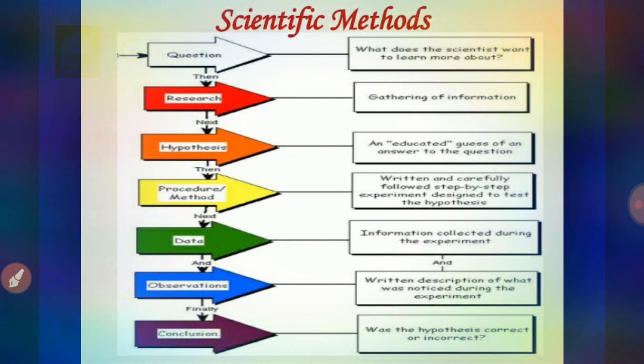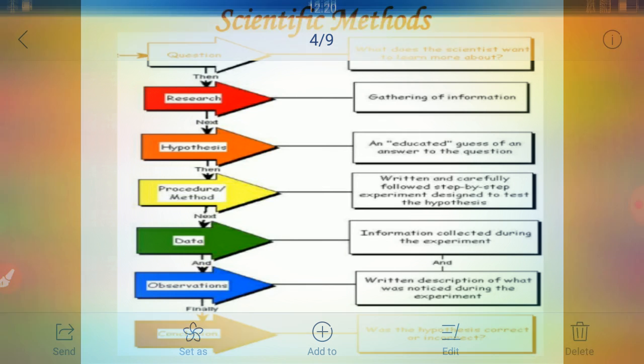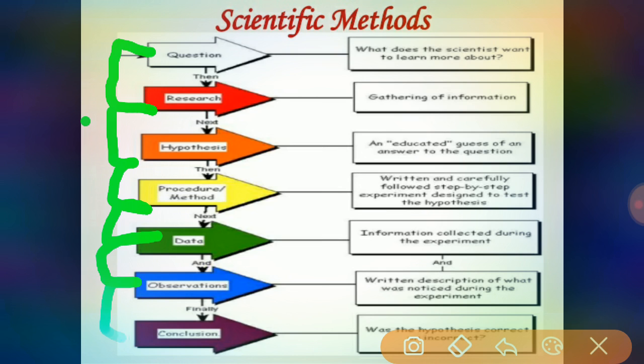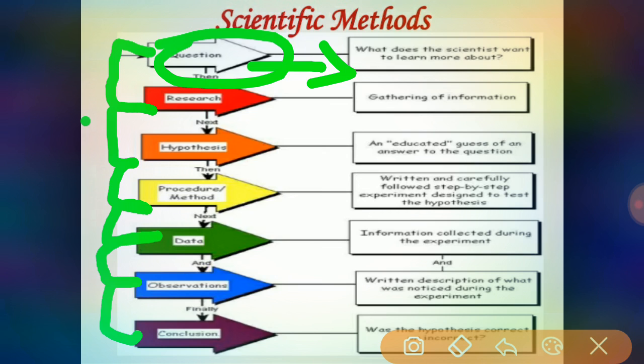Then coming to the scientific methods, there are steps of the scientific method. They depend upon the type of the study, whether we follow a qualitative or a quantitative approach. However, many steps are involved. First one is the question, second the research, third the hypothesis, fourth the procedure method, fifth the data, sixth the observation, and seventh the conclusion. So what is the question? What does the scientist want to learn more about? This is the question.